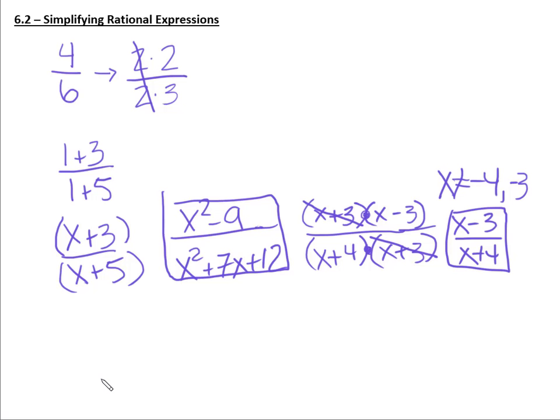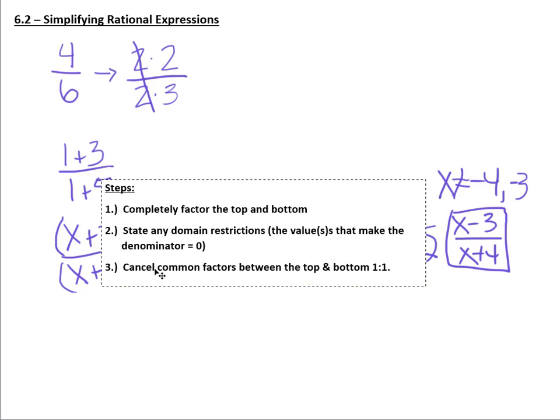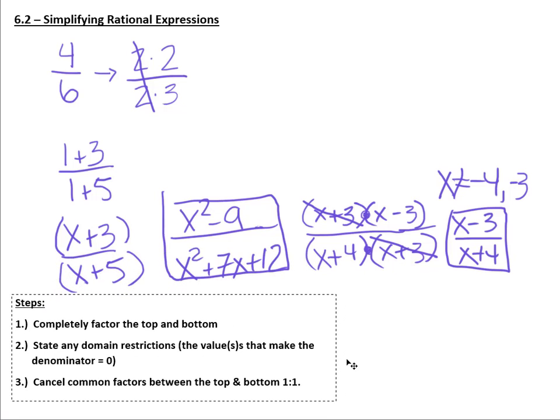All right, so there's some steps that we're going to follow here. Some steps to factor these expressions out. The first thing we're going to do is completely factor the top and bottom. So we need to break these things into their factors, just like we did here with 4 and 6. State any domain restrictions, any value that makes any of the factors in the bottom 0. Once it's factored out, it's easier to find those values. And then we're going to cancel out common factors between the top and bottom at a 1-to-1 ratio, meaning 1 x plus 3 up top can only cancel 1 x plus 3 down below, etc. So canceling it in a 1-to-1 ratio.